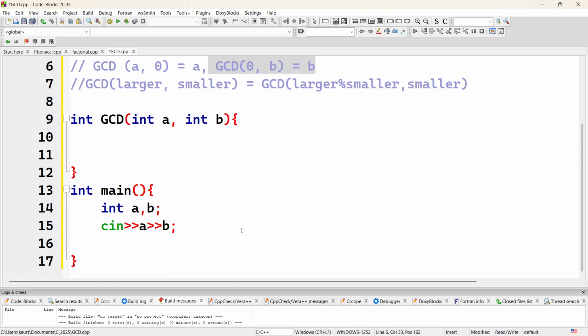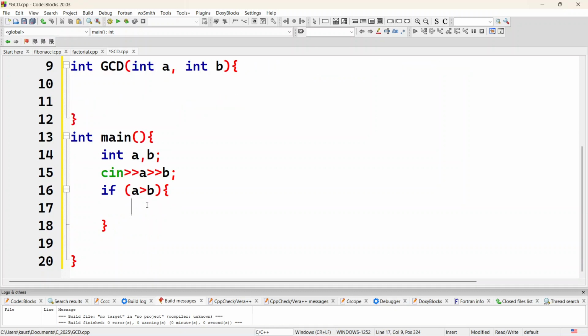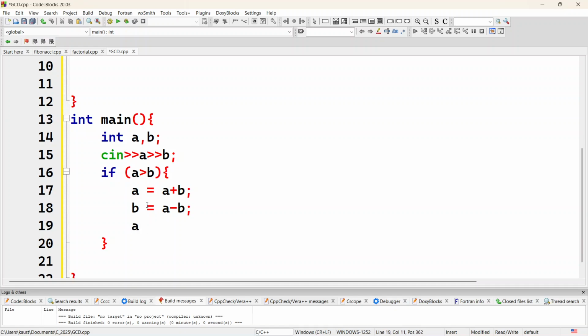That's the base case. Now in our main method, we will make sure that A is always the smaller of the two. So if by chance the user enters A as the larger number, then we will swap them. A is equal to A plus B, B is equal to A minus B, and A is equal to A minus B. This will swap the two numbers.